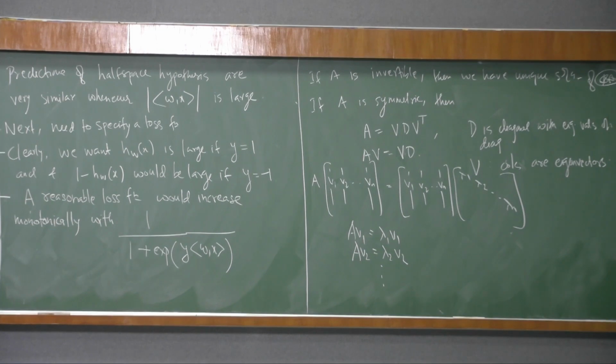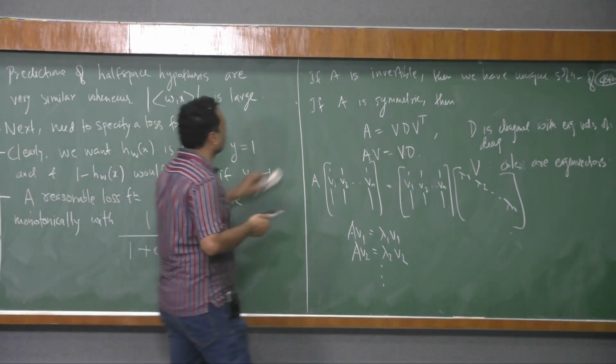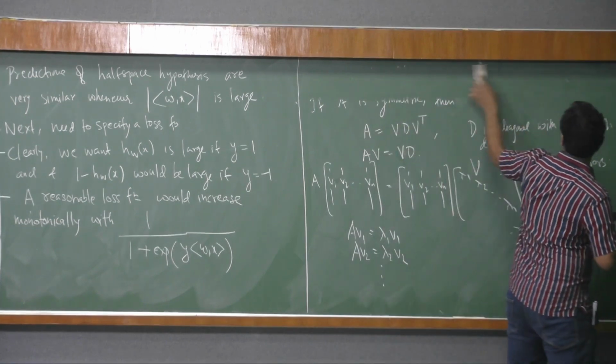Okay, so if w transpose x is positive, y is +1. If w transpose x is negative, then y is -1. So what we want is that this should increase monotonically if w transpose x increases, or in this case, let's say the mod of w transpose x increases. So our equivalent statement would be, we take this negative as well and move it to the numerator.